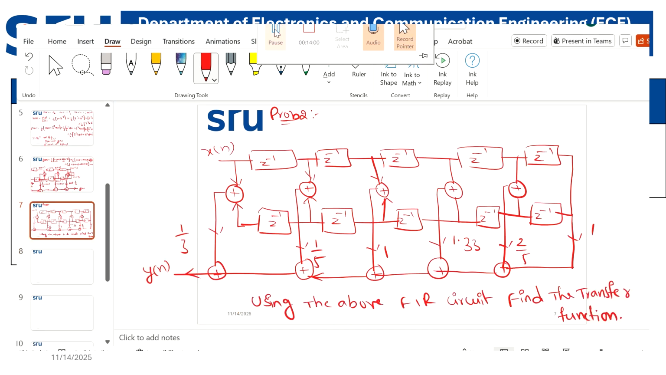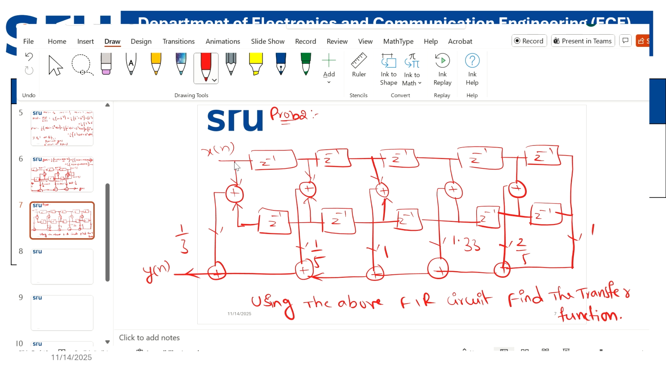Next problem is based on the circuit. From the circuit we are finding out the transfer function. So this is a given circuit of an FIR filter, and from this circuit we have to identify what our general transfer function is. Now the reverse process. In the last problem we had a difference equation, thereby we constructed our circuit. Now it is reversed. We have a circuit, thereby we have to identify what the transfer function will be. In the first, x of n is the input, here y of n is the output.